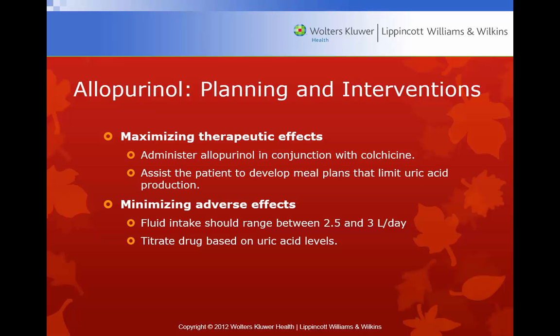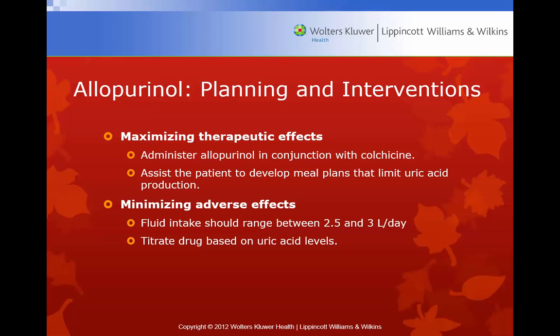We do want to administer allopurinol in conjunction with colchicine when they first start it. Again, that's because it can precipitate an acute gout attack when we first start them on it. We want to assist them to develop meal plans that limit uric acid production, and again, that's going to be avoiding the red meat, the seafood, alcohol, beer, that kind of thing. Beer is really bad for causing it, more so than liquor, but especially beer will precipitate it. Minimizing adverse effects: fluid intake should range between 2.5 and 3 liters per day.